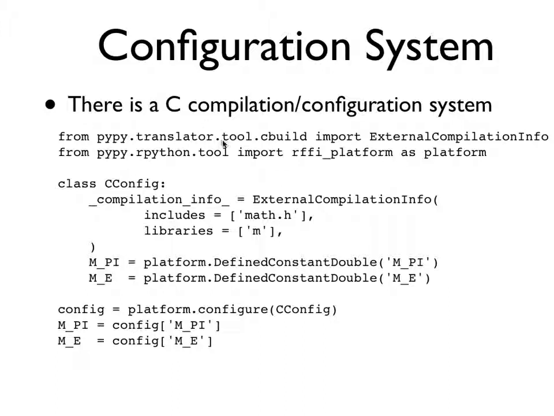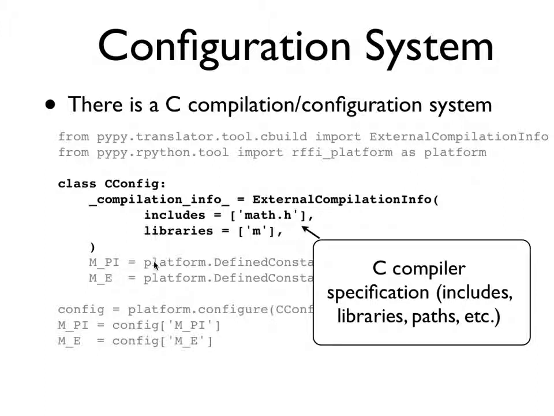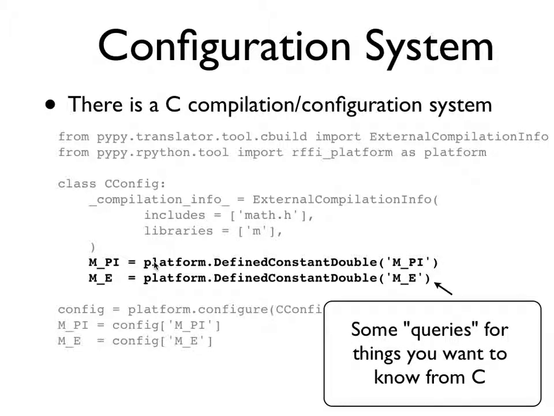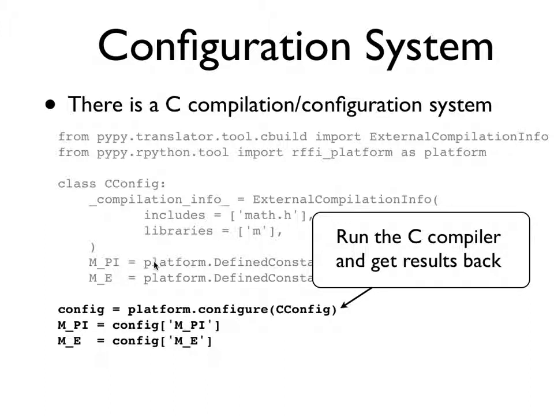One of the problems if you work with a lot of C code is that you have to bring in extra libraries, extra header files, and declare extra options. This tool has a whole mechanism where you can declare what header files and libraries are, and then ask it to pull things out of the C code. What you're doing is setting up queries on the C compiler, saying, I want the value of the MPy constant. Then you run a platform configure on it, which runs the C compiler, fills in all these queries that you set up, and then you can pull the values back.